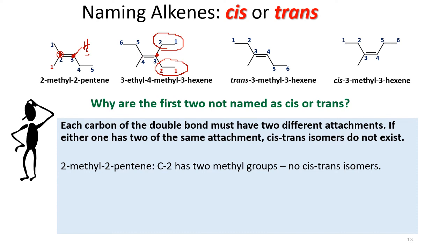Again, the carbon on the left, carbon 4 here, has a methyl group and an ethyl group. It satisfies it, but I need both carbons to have two different things. So no cis-trans isomers for that one either.